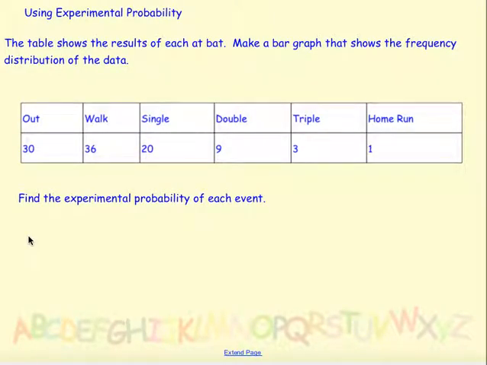All right, so let's look at a different example of how we can use these frequency distributions. The table shows the results of each at-bat. Make a bar graph that shows the frequency distribution of the data. So we have all of these different at-bats: 30, 36, 29, 3, and 1. Let me just add this up really quick. We want to know the total so that we can find the experimental probability, because we couldn't really find the theoretical probability for something like baseball, but we can find the experimental probability.